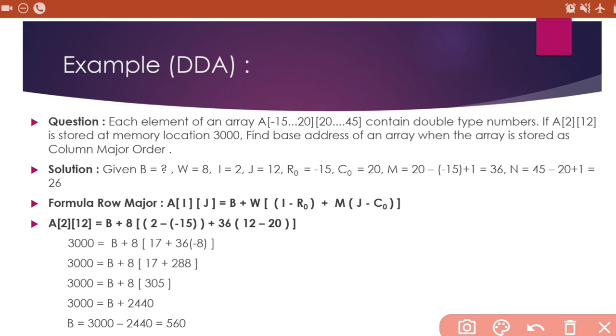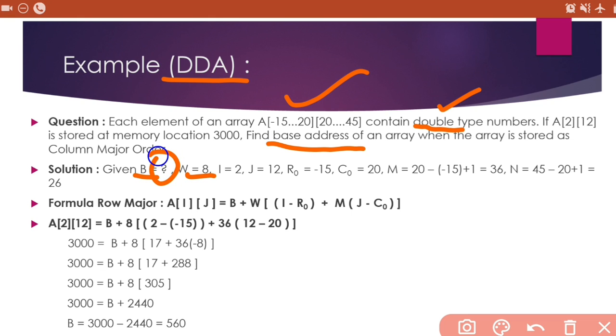Now see what we have to find. This time we have to find the base. We don't know the base; we have to find it out. In this, the orientation is changed. The array is a double dimensional array, and the element is of double type, which means the width is 8. We have to find the base, that's why we have a question mark.